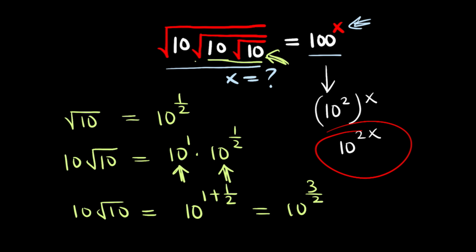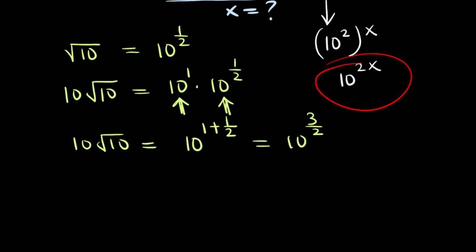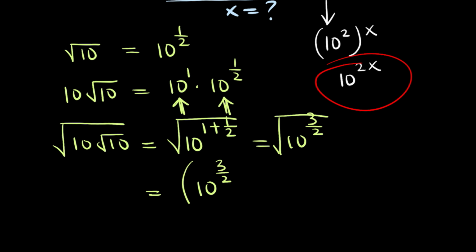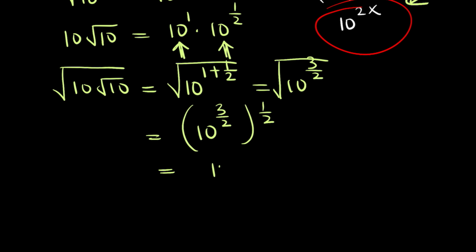And then we can now jump on to the next radical and say square root of what we just got. So square root of this is now going to be 10 raised to power 3 over 2, then raised to power 1 over 2. And then we do what we just did here. Open up the bracket by multiplying the powers. So you have 10 raised to power 3 over 2 times 1 over 2, which is 3 over 4.